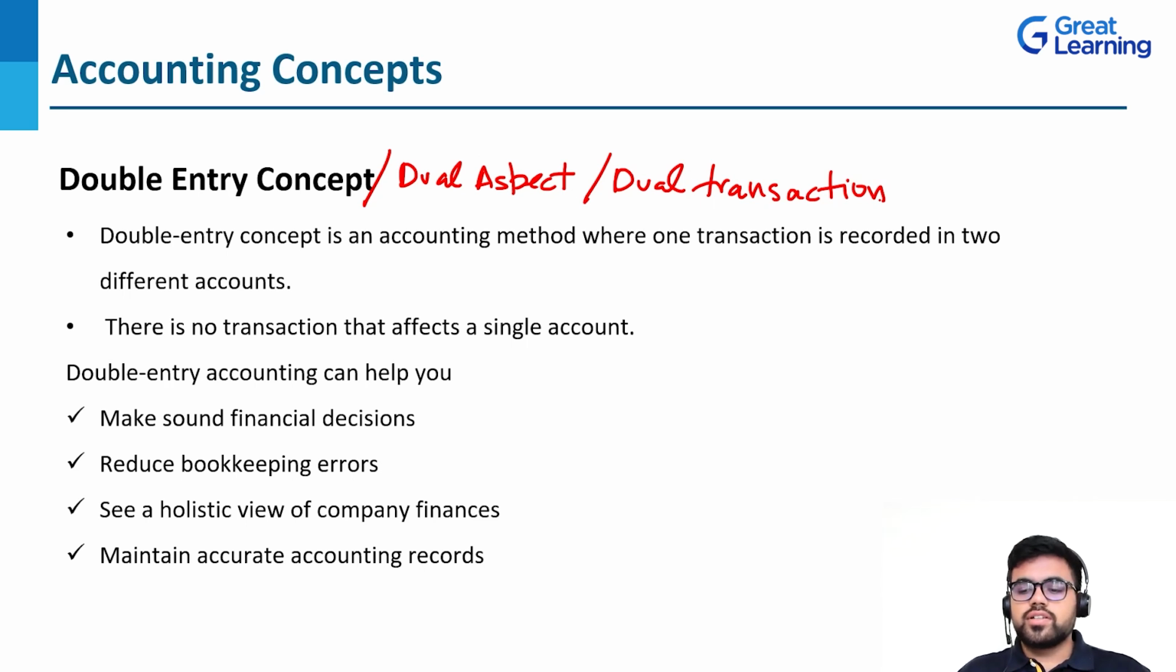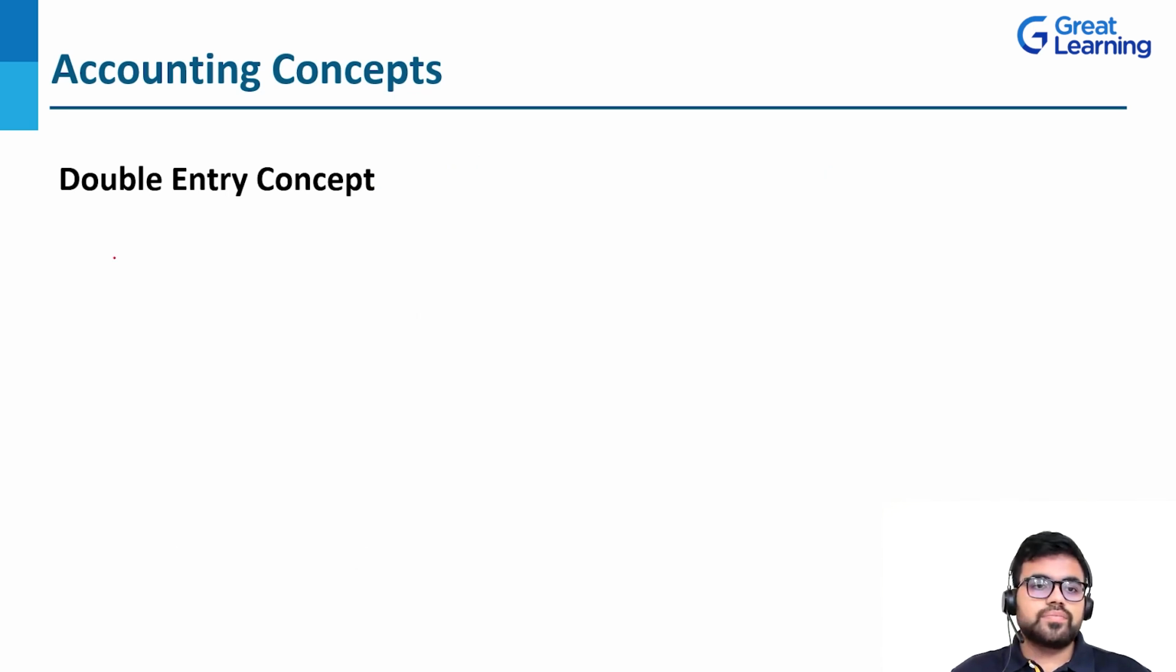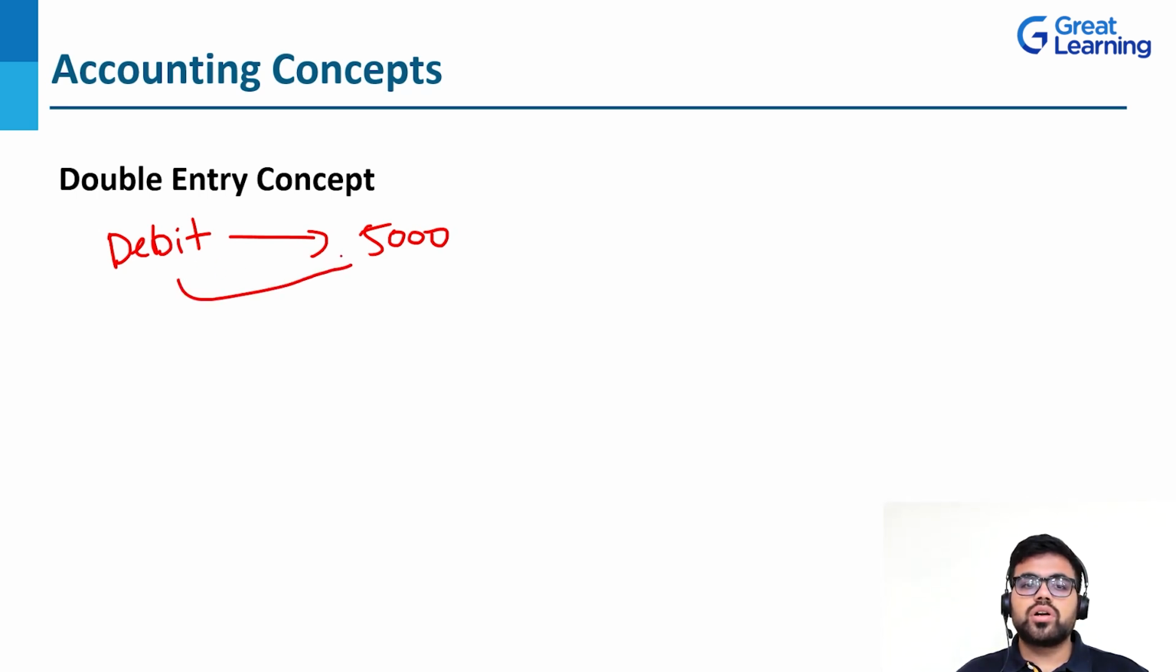Okay, so for understanding this, first we need to understand what a debit and a credit are. Let's say that you are buying a phone of 5,000 rupees. So 5,000 you will pay to the seller, right? Now this amount is going out of your account to someone else's account, right? So this money is going away from you, right?